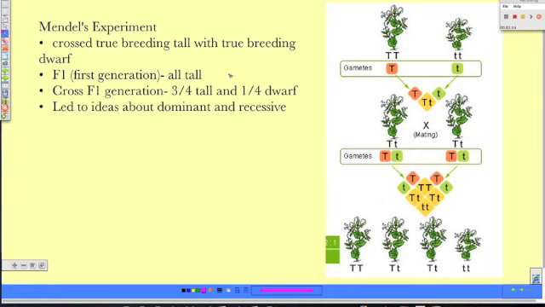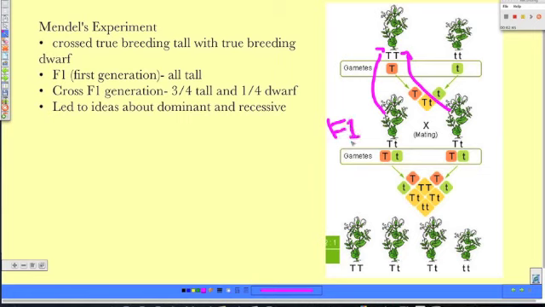So what Mendel does is he takes a true breeding tall plant and a true breeding short plant, and he crosses them. And he says, all right, now let's see what I get. He notices that when he crosses them, what he gets are tall plants. He doesn't get some tall, some short. He doesn't get middle height. He gets tall plants. They all look like the tall parent. This is the F1 generation, the first generation, all tall.